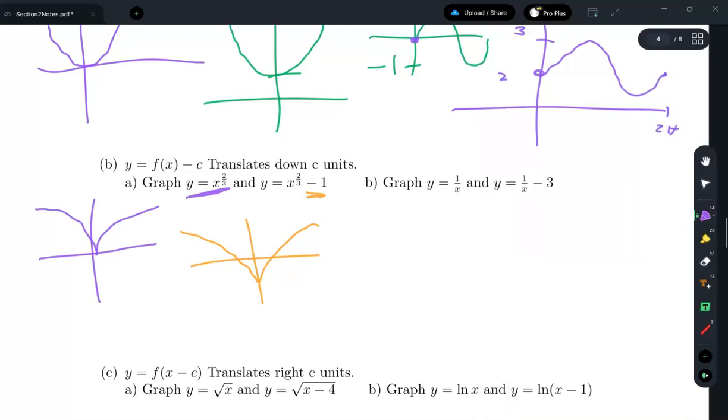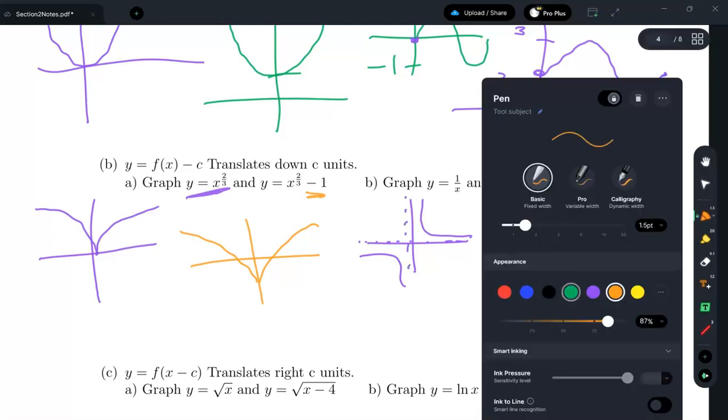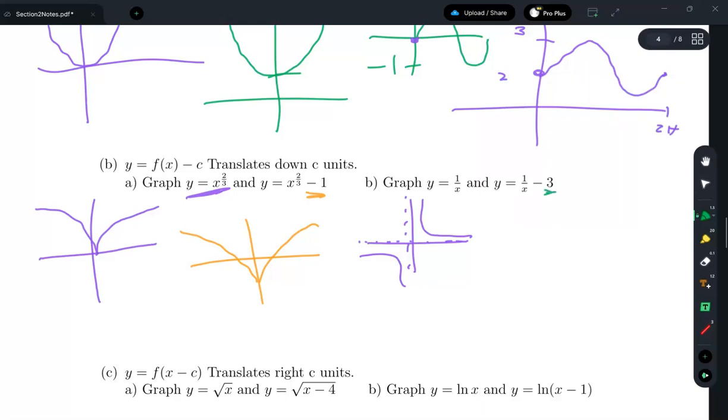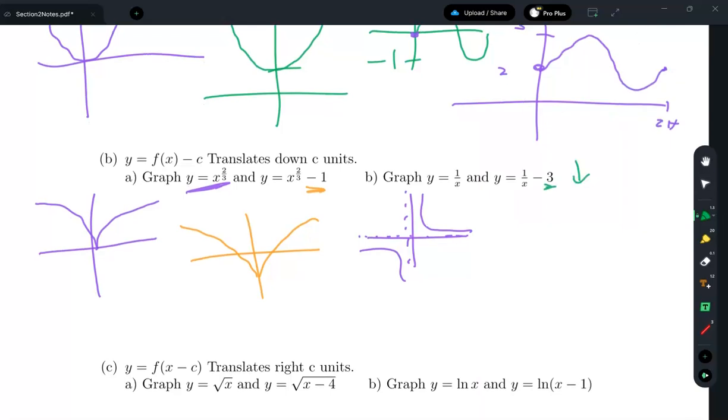And then this graph of 1 over x, it's important to know that this has a horizontal asymptote and a vertical asymptote. And so then this -3 means it's going to move down by 3. So this horizontal asymptote is now going to be down here at -3. Asymptotes are a big deal. So here and here.